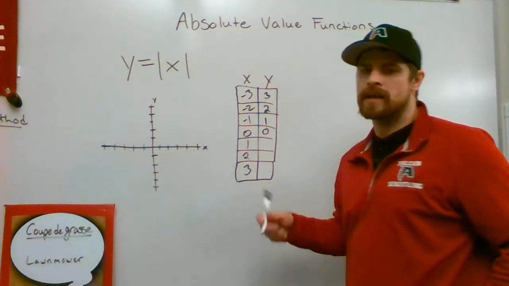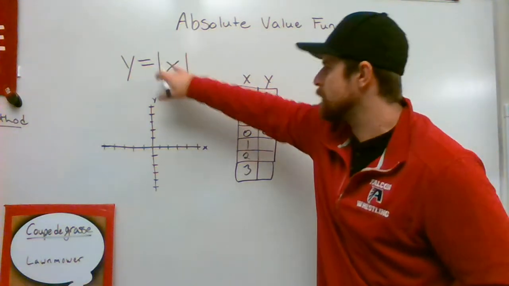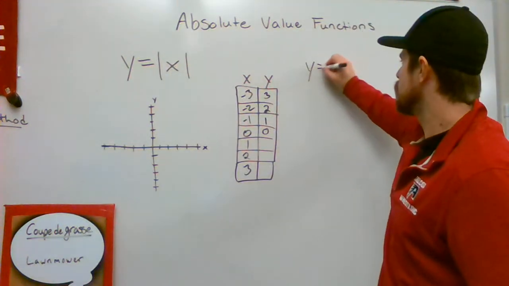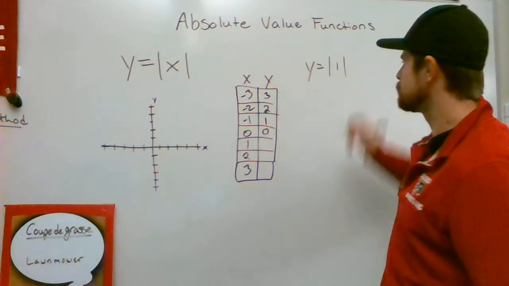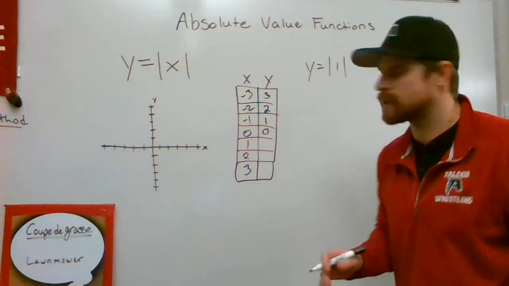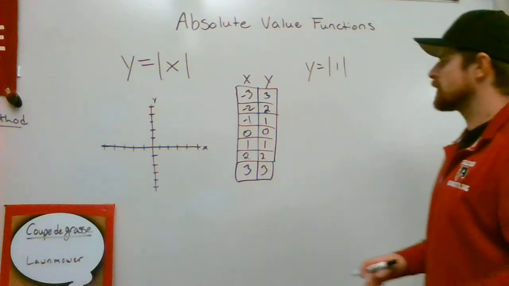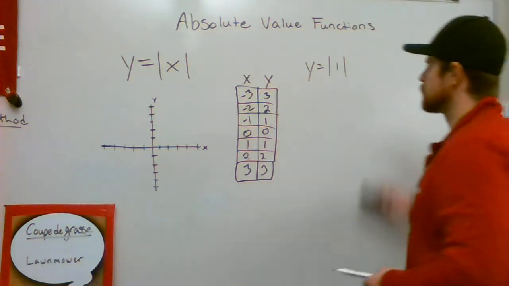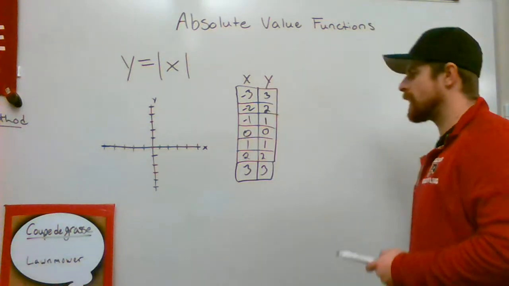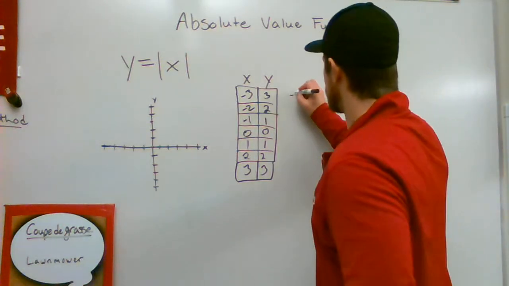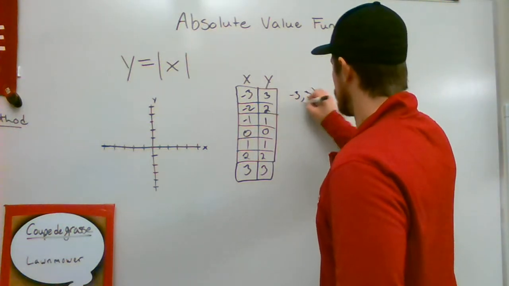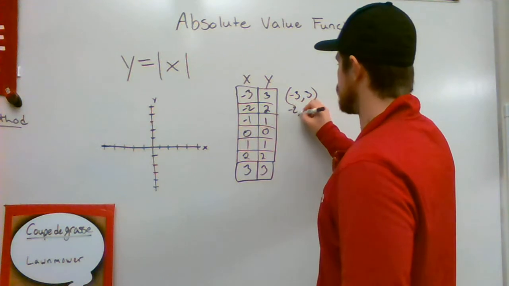Now we go into our positives. If I put a positive number in with absolute value bars around it, does anything change at all? No, it stays the same. It's a piece of cake. 1, 2, and 3. Okay, so we now have our coordinates is basically what a table of values is giving us. It's giving us an x and a y.